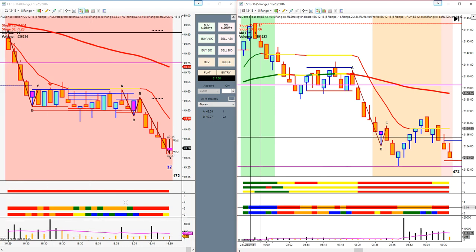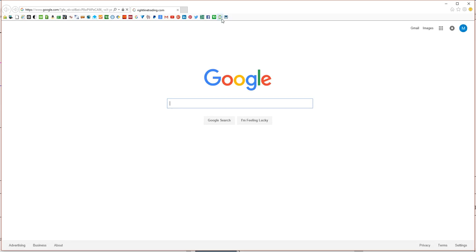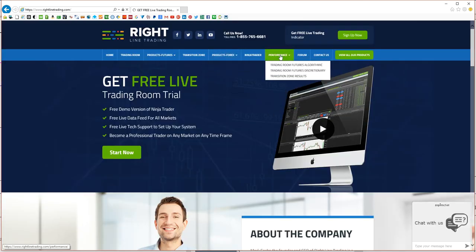Oh, I want to show you our results. And just go to performance, go to drop down, and here's the transition zone results.